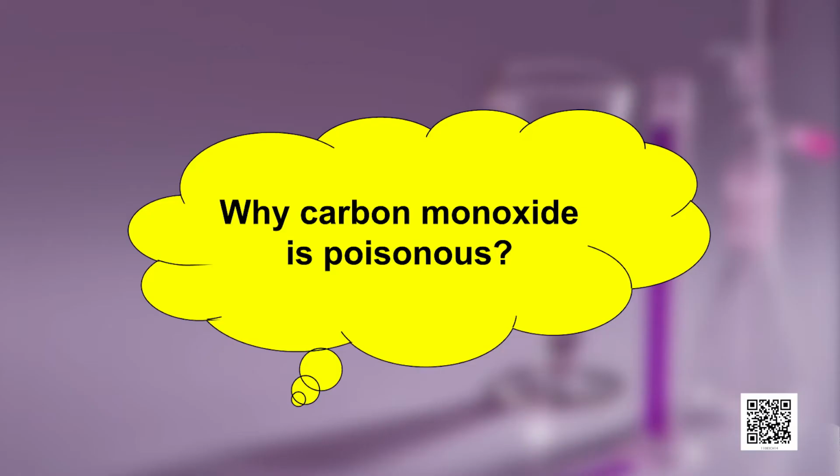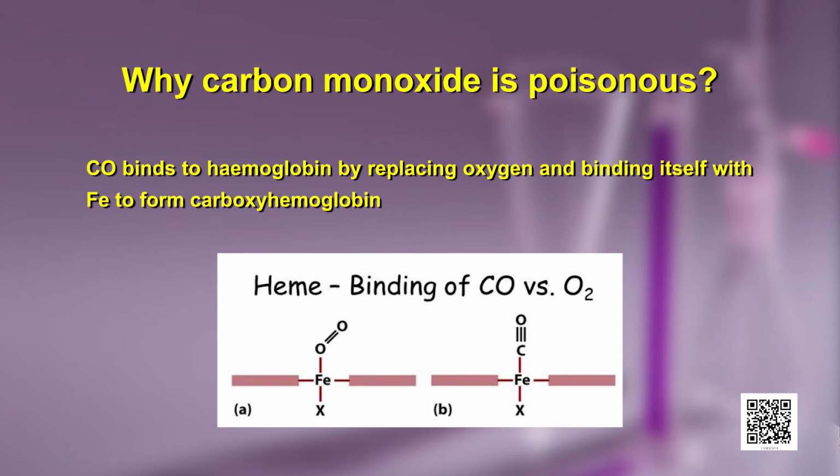The number of vehicles has been increasing over the years all over the world. Most of the vehicles are poorly maintained, resulting in the release of greater amounts of carbon monoxide, carbon dioxide and other polluting gases. Now let us understand why carbon monoxide is poisonous. CO binds to hemoglobin by replacing oxygen and binding itself with iron to form carboxyhemoglobin, which you can see on the screen.